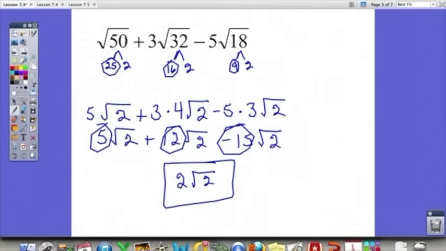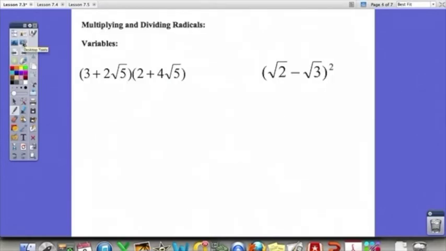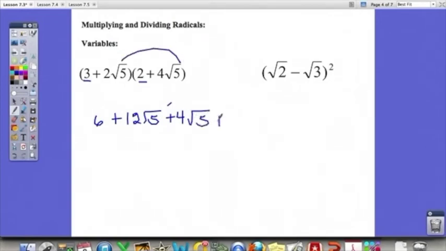Okay, second thing we're going to look at is multiplying and dividing. Now when we're multiplying, follow all the same normal rules you would follow. Distribute, FOIL, that kind of thing. Looking at this, I can FOIL these together. So I'm going to do first, outside, inside, last.